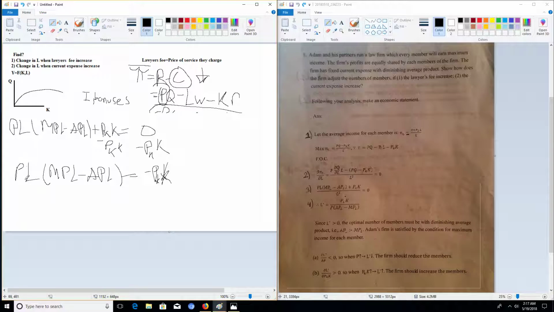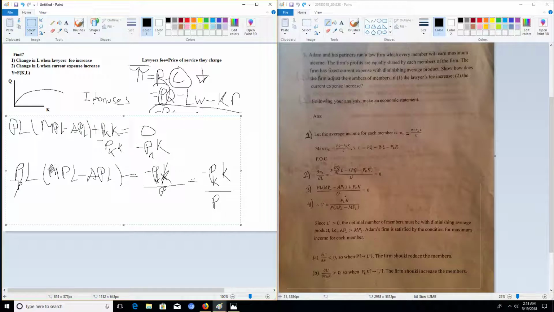And so, still trying to solve for L. Divide by P. Those cancel out, and you get, let me see if I can write this more clearly, P sub K times K over P equals L times MPL minus APL. Now I'm sure you can probably see what you're supposed to do next to solve for L. You divide this, but then you're like, wait a minute, that's not what he has written down.